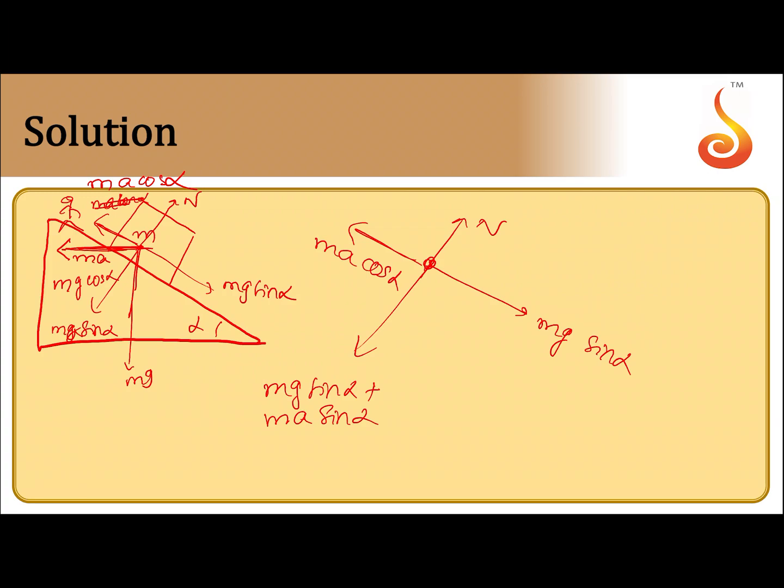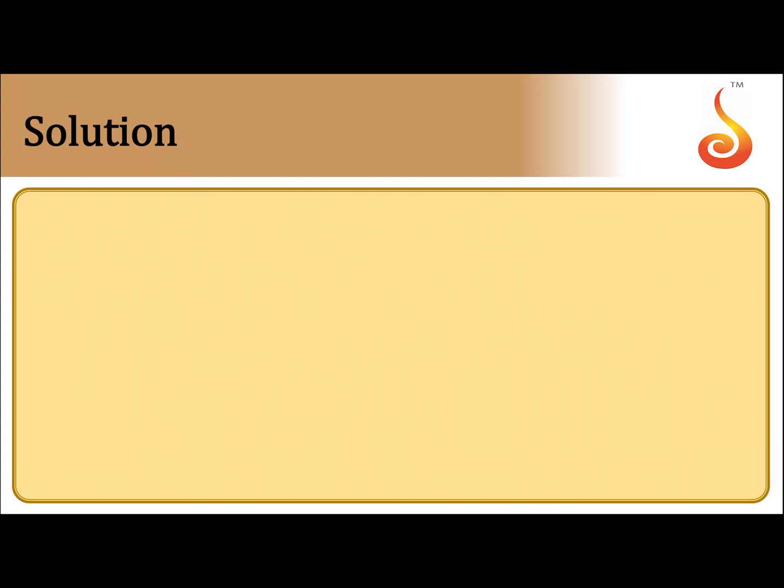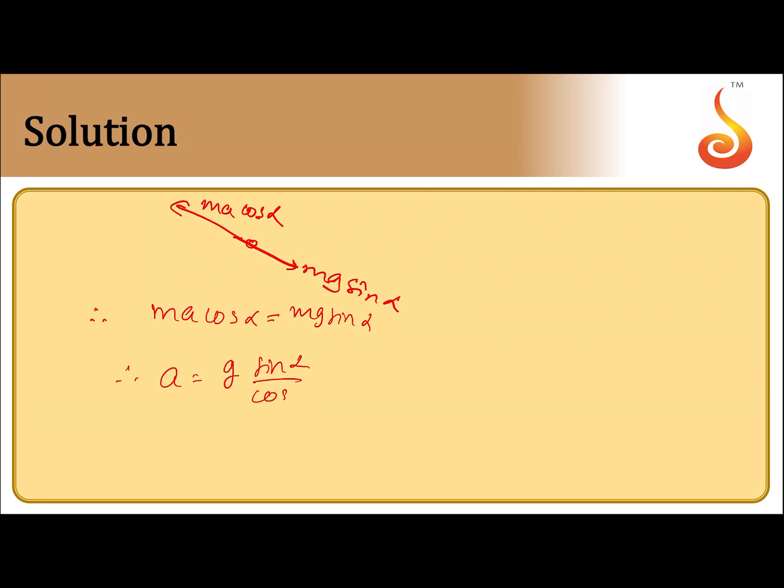So if the system is in equilibrium, then I notice that these two forces must be equal. Which are the forces? mg sin alpha and ma cos alpha must be equal and opposite. So I have ma cos alpha is equal to mg sin alpha, or a is equal to g sin alpha by cos alpha, that is nothing but g tan alpha.